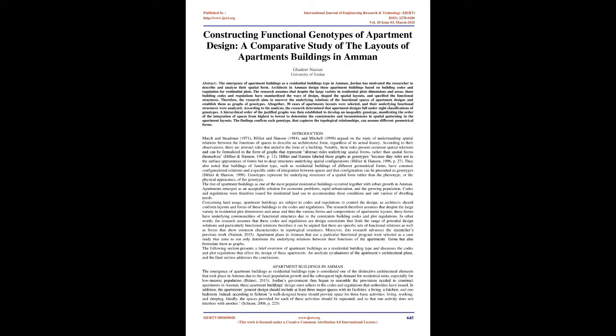Introduction. March and Steadman, 1971, Hillier and Hanson, 1984, and Mitchell, 1990, argued on the topic of understanding spatial relations between the functions of spaces to describe an architectural form, regardless of its actual theory. According to their observations, there are abstract rules that underlie the form of a building. Notably, these rules present common spatial relations and can be formalized in the form of graphs that represent abstract rules underlying spatial forms, rather than spatial forms themselves.